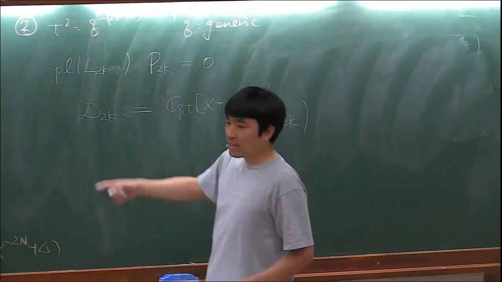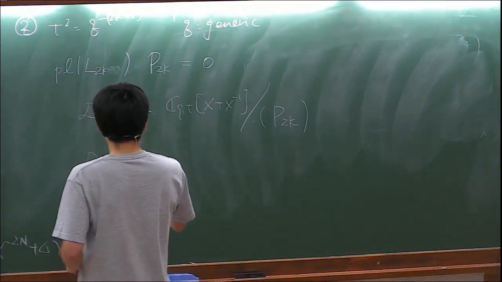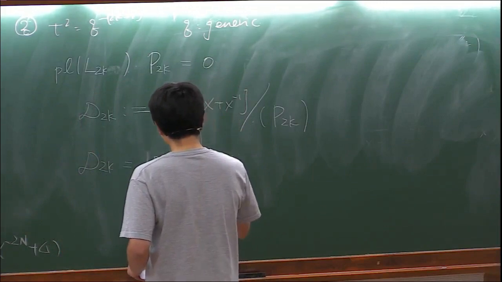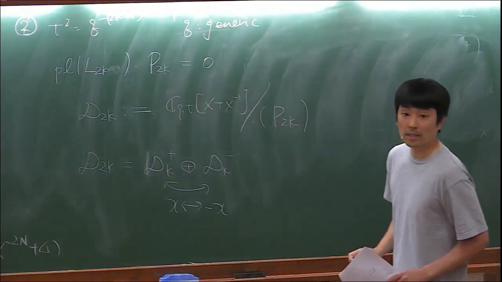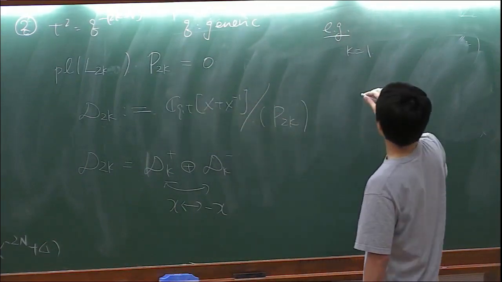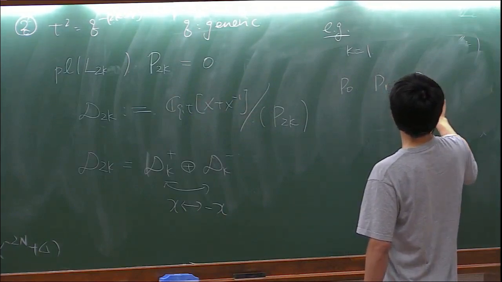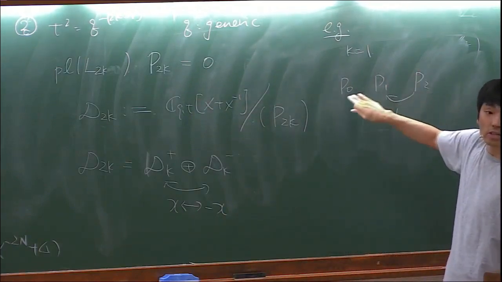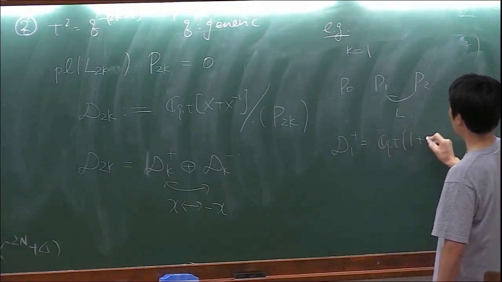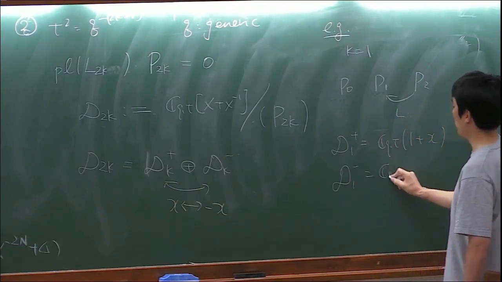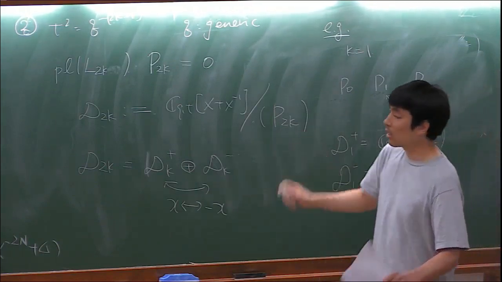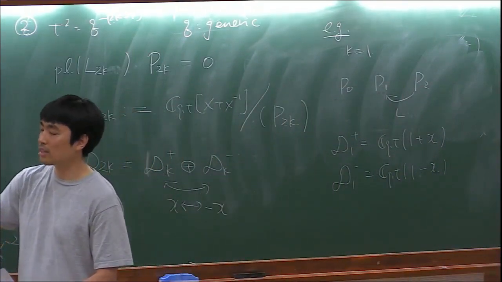Okay. So then it turns out that this is not an irreducible module. So this D_{2k} is split into two parts. I call it D_k^+, D_k^-, which is related by x goes to minus x. So for instance, when k equals 1, what's happening is P_0, P_1, and P_2, and the L annihilates P_2, so therefore it becomes two-dimensional. D_2 is two-dimensional. And D_1^+ is generated by 1 plus x, and D_1^- is generated by 1 minus x. Plus and minus are different, so they are exchanged by the sign flip of x. So it's just standard, like a Z_2 action, trivial one and a sign representation.